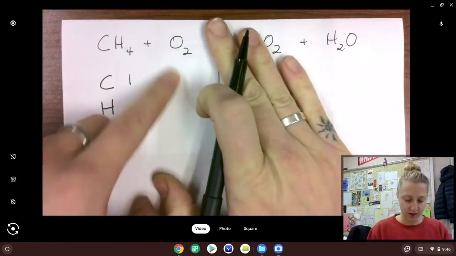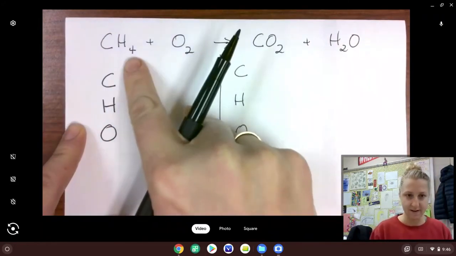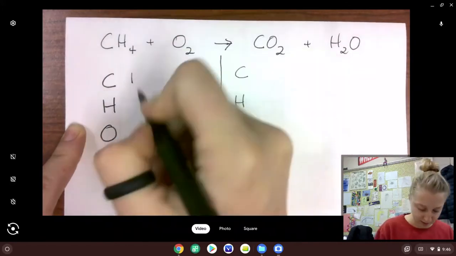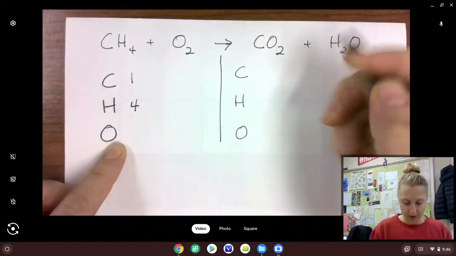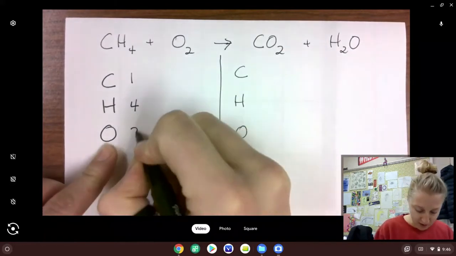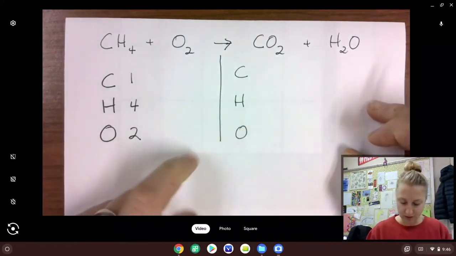H's, again, just focusing over here. I've got 4 of them. That little 4 tells me I've got 4 of them. And O's are only right here. I've got 2. Let's look at the other side.